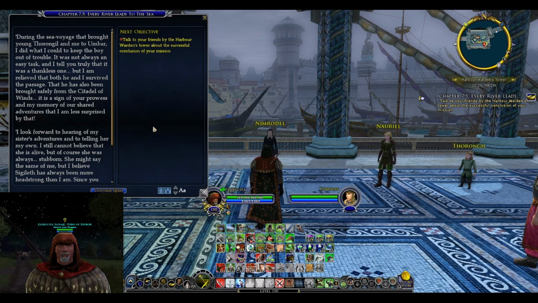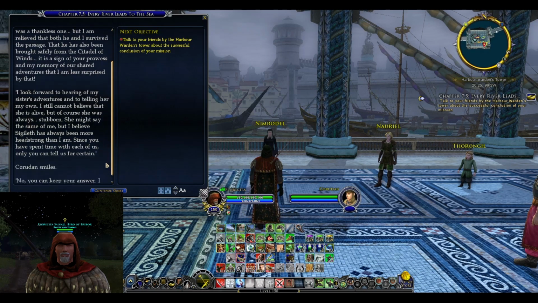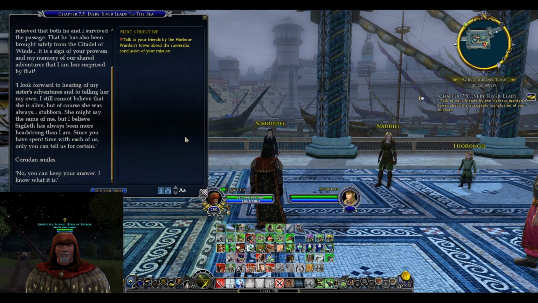During the sea voyage that brought us to Umbar, I did what I could to keep Thorongil out of trouble. It was not always an easy task, but I tell you truly that it was a thankless one. But I am relieved that both he and I survived the passage, that he has also been brought safely from the Citadel of the Winds. It is a sign of your prowess and my memory of our shared adventures that I am less surprised by that. I look forward to hearing of my sister's adventures and to telling her my own.